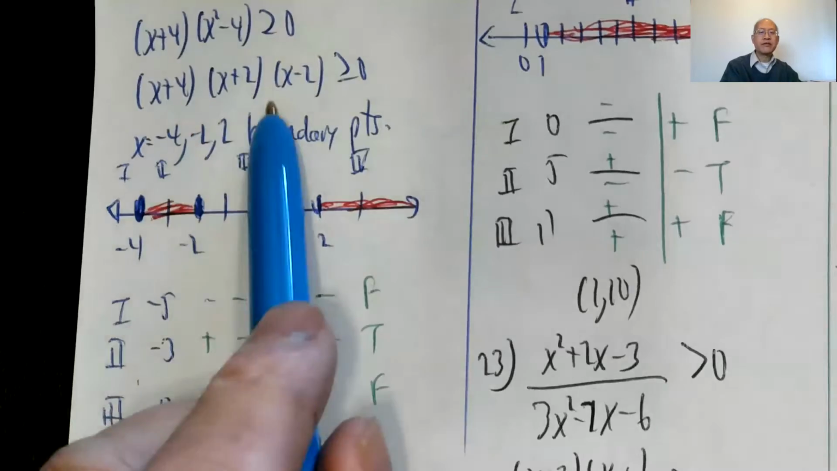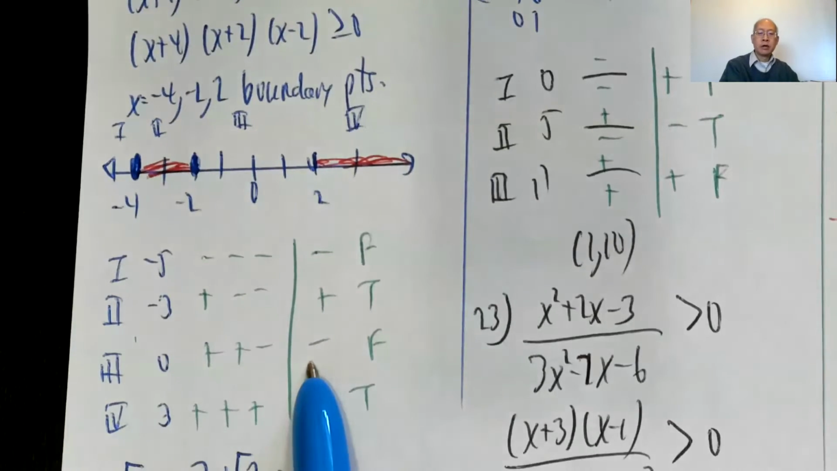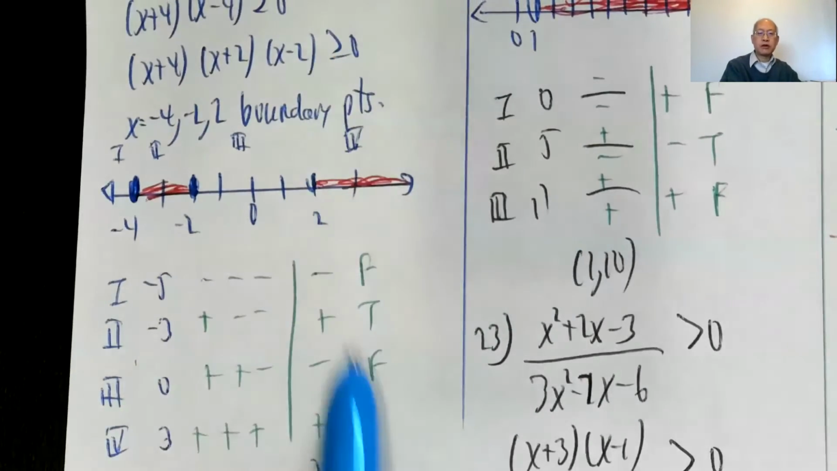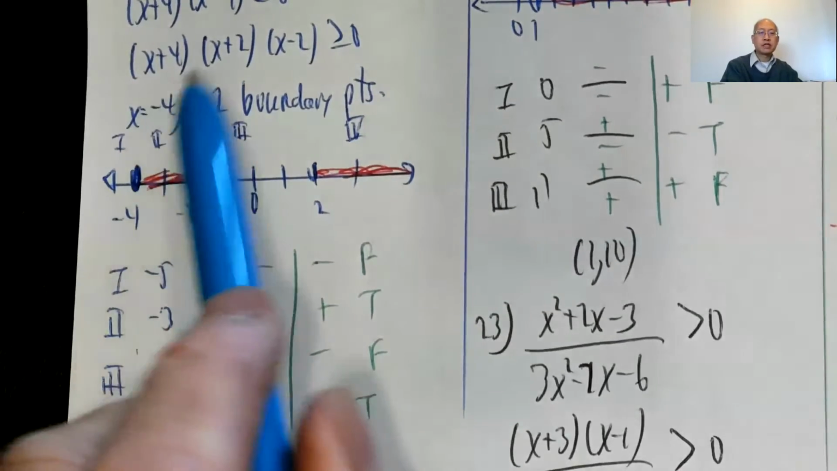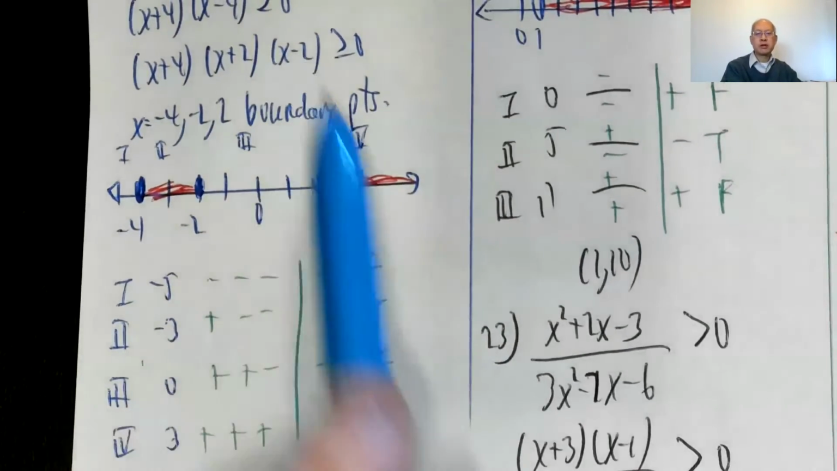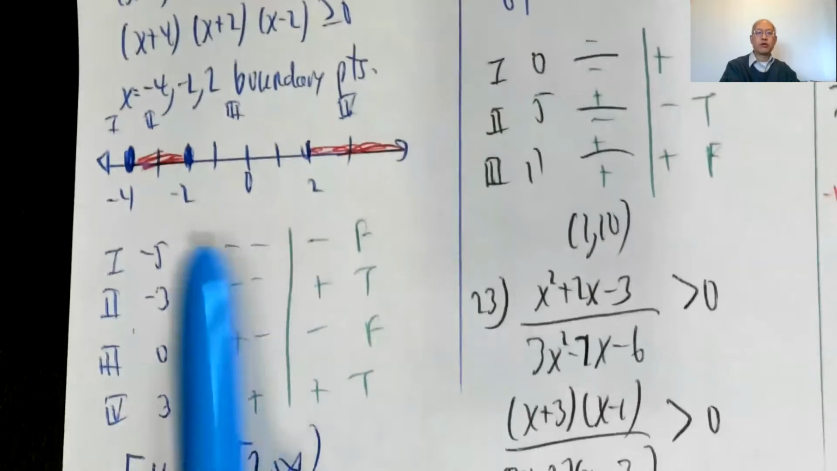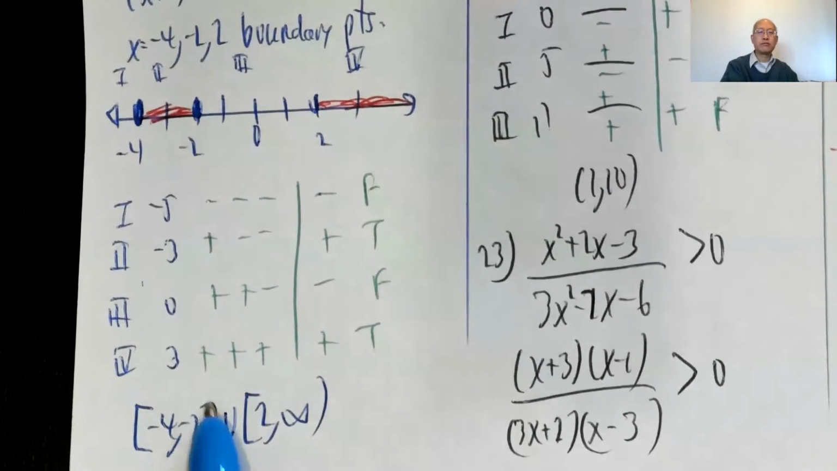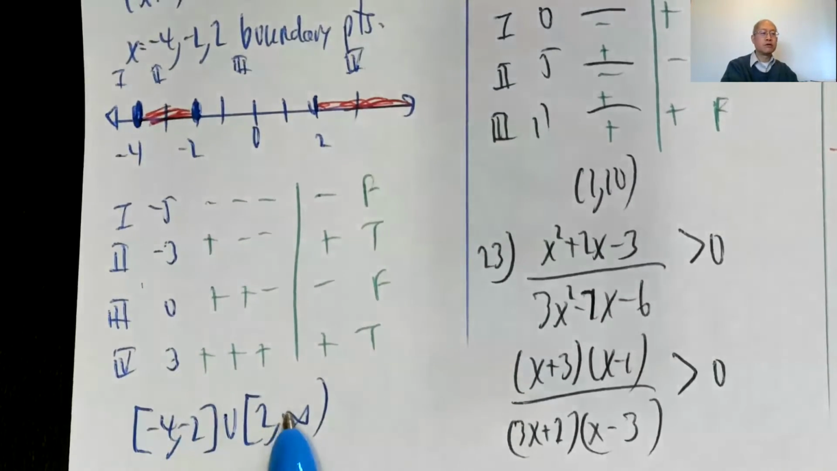Region 3. 0, positive, positive, negative. That makes the whole thing negative. Negative greater than or equal to 0, that's false. Do not shade in region 3. Finally, region 4, 3, positive, positive, positive. Multiply them all together, positive. Positive greater than or equal to 0, true. Shade in region 4. So bracket -4, -2, bracket, union, bracket 2 to infinity.